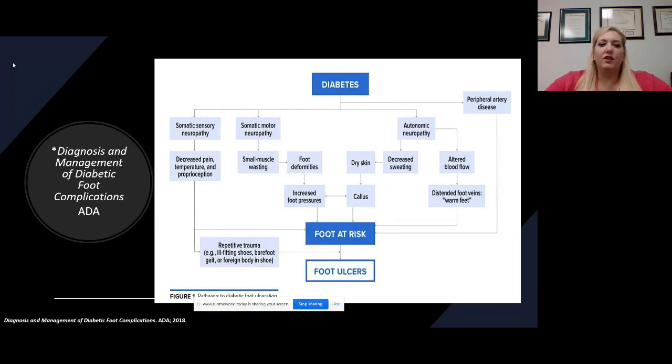Let's look at, first off, the somatic sensory neuropathy. I think this is what most people relate to diabetes, when patients have lack of sensation. So they don't feel pain, they don't feel temperature, and they also have lack of proprioception. So what's proprioception? That means where the body part is in space. A lot of our patients will have some gait abnormalities and possibly some issues with tripping or instability because of that neuropathy.